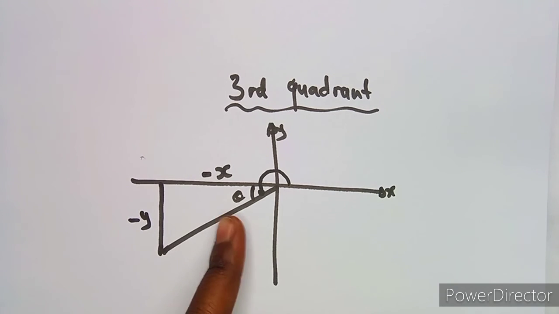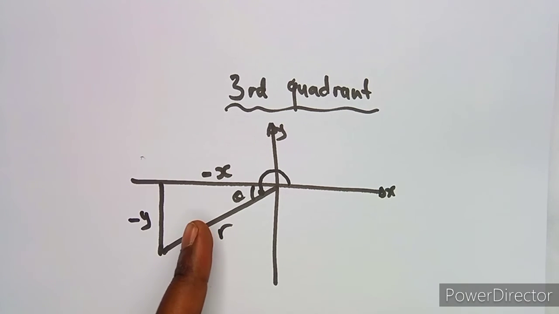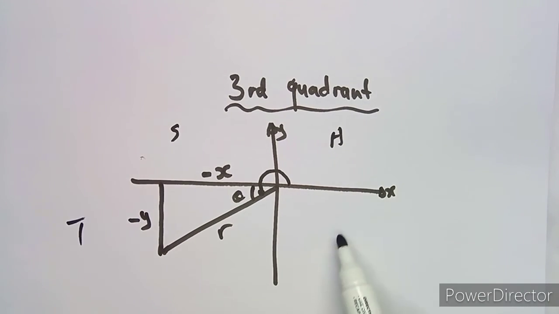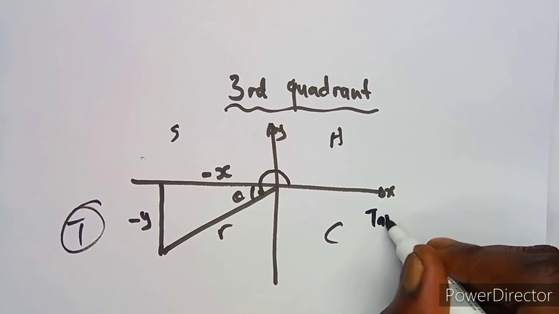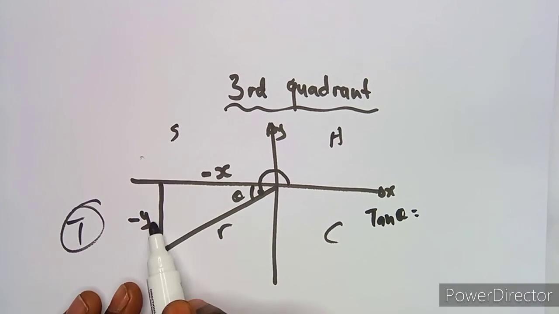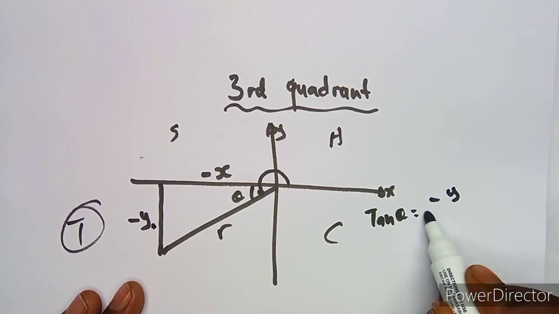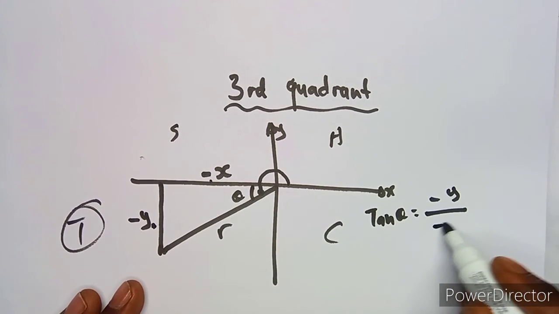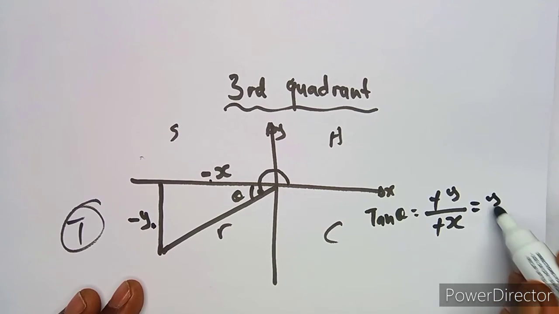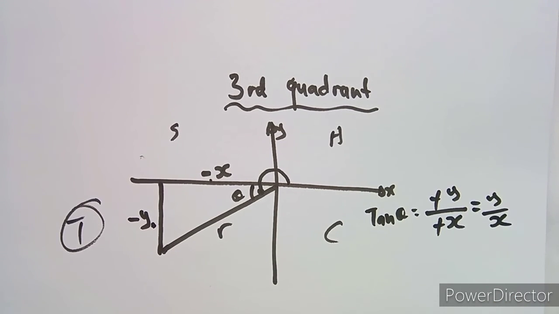But according to this, if you cross-check, tan must be the only one which is positive, because we said all students take calculus and this is the quadrant for tan. So let's prove, is that so? Tan theta is opposite over adjacent, so opposite minus y over adjacent minus x. Negative and negative cancel, which gives us y over x. So that's true. Let's prove also for sine.